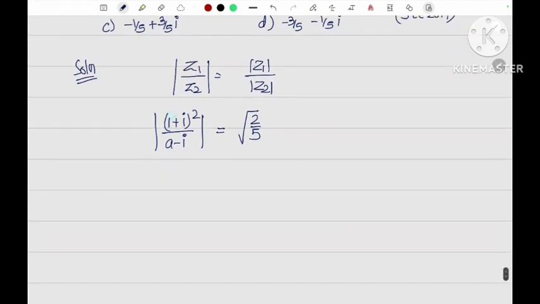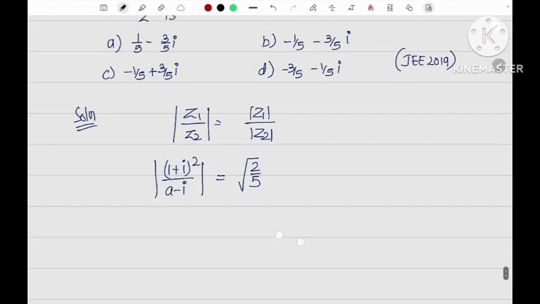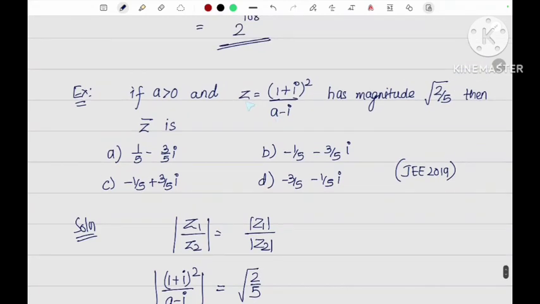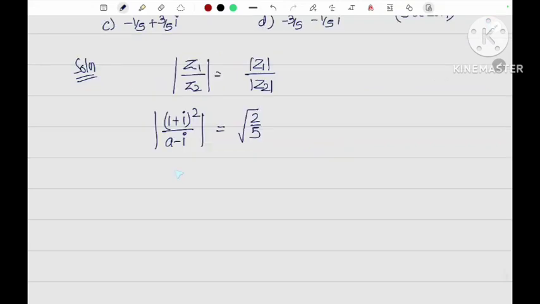So from this, what are we going to find out? We are going to find out the value of a, and then we will put the value of a here and find the value of z bar. So here we will say mod of z1 by z2 is mod of z1 by mod of z2. So this will become mod of (1 plus i) squared divided by mod of a minus i is equal to root 2 by 5.